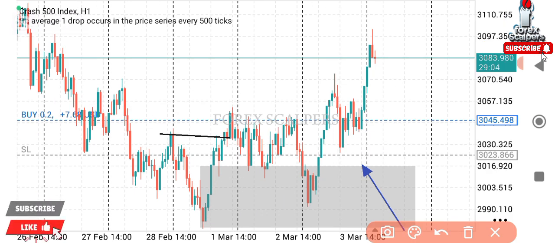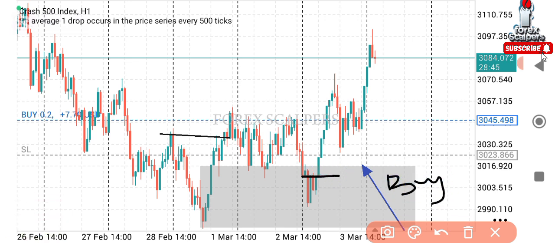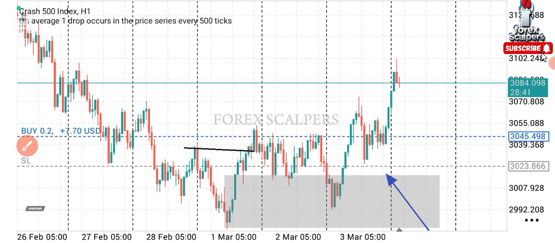After price broke structure and took this liquidity, price went up, played around, and came back into this zone and gave us a bullish confirmation. So here will be my buy entry. My first buy entry was here. After I missed that particular entry, price left here.